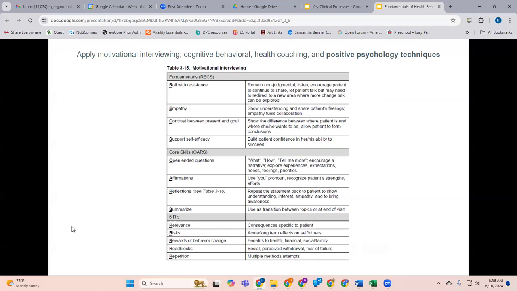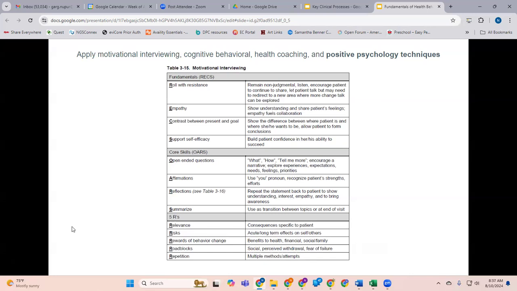You want to have a lot of empathy and understanding for the patient's feelings. Sometimes that can be by restating their feelings and telling them that you do understand, or sometimes it could be by sharing from your own personal experience, which is encouraged in lifestyle medicine.